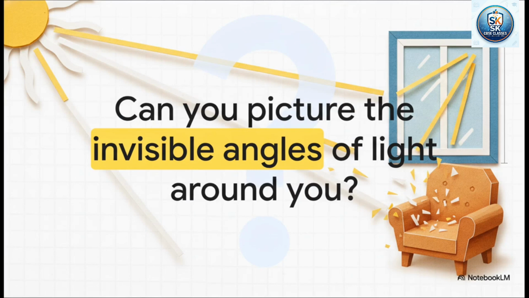Which brings us to our final thought for today's explainer. We have traced the incredible journey of light. We've watched it travel through an original medium, strike a boundary, follow the strict geometric rules of the angle of incidence, and then scatter or reflect perfectly depending on just how smooth that surface really is. So I want to leave you with this question. Next time you look around your room, can you picture those invisible angles of light? Can you imagine the millions of rays hitting the smooth glass of your window and the rough fabric of your chair, bouncing perfectly according to the laws of physics, just to bring the world into your vision? It's a truly fascinating way to look at the world.